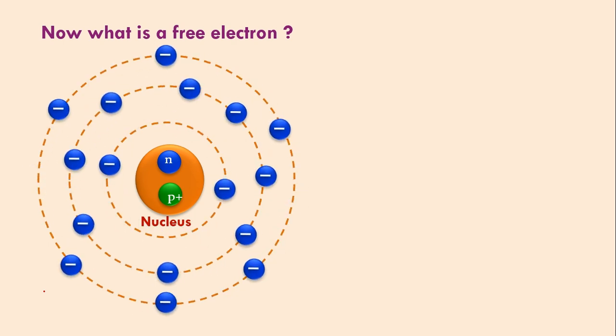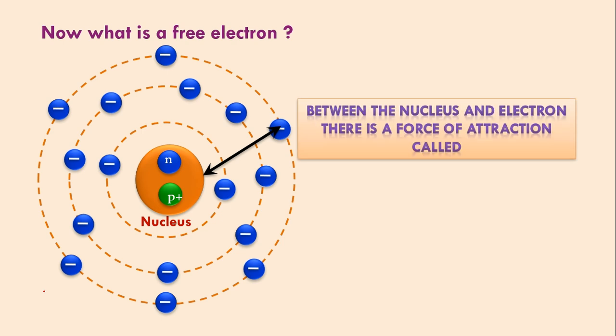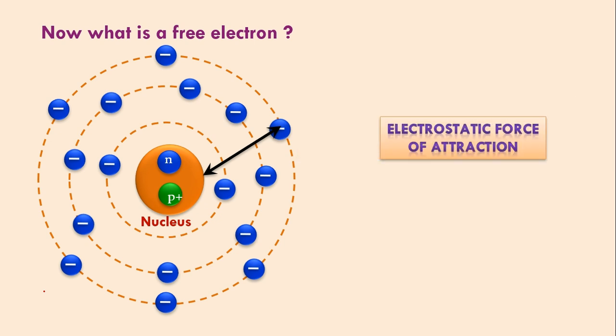We know that in any orbit a maximum of 8 electrons can be filled, except the first orbit, because the capacity of the first orbit is only 2 electrons. You can see this. The distance between the nucleus and the orbit can be measured in terms of strength. Between the nucleus and the electron there is a force of attraction called electrostatic force. The force of attraction between the electrons and the nucleus is known as the electrostatic force of attraction.